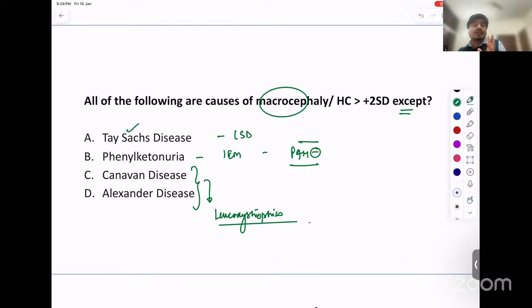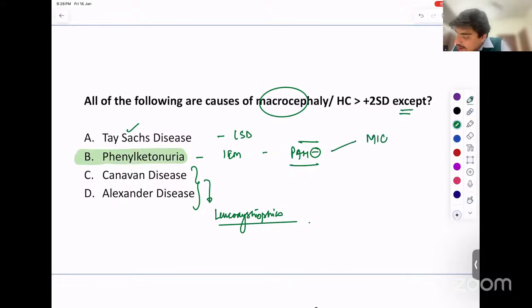So which of the following doesn't have microcephaly? The answer here is going to be option B, phenylketonuria. Phenylketonuria actually has microcephaly.